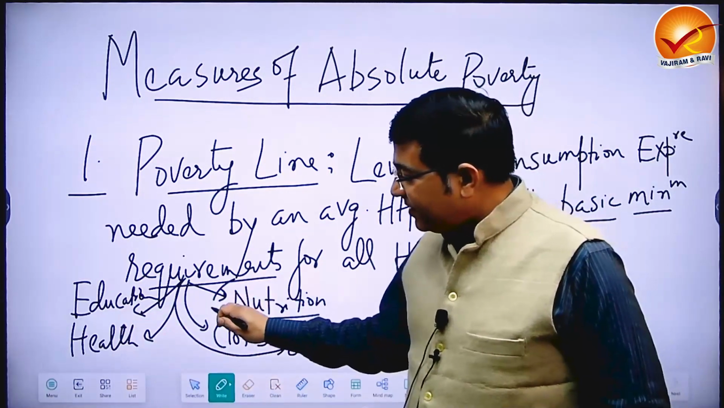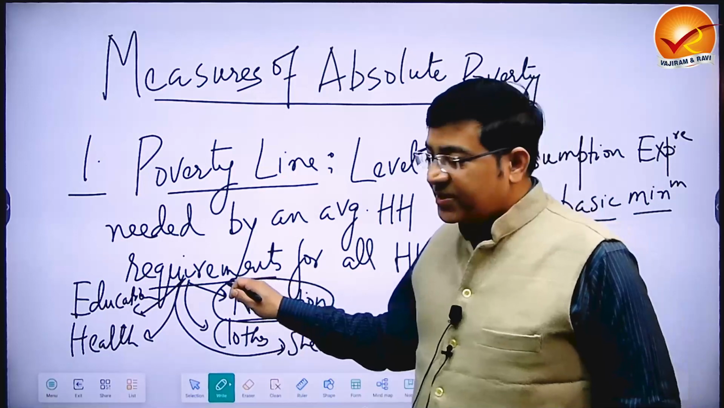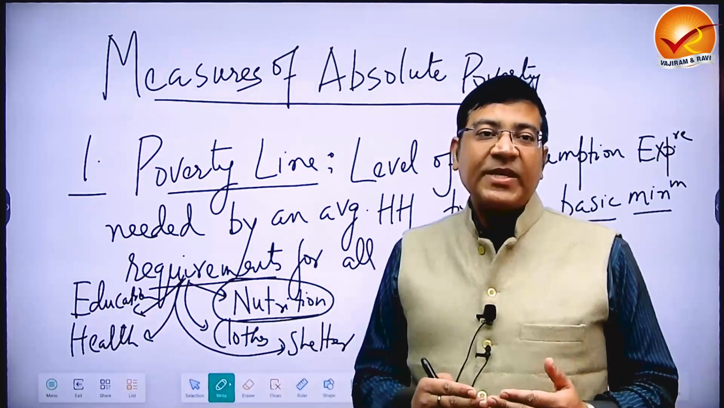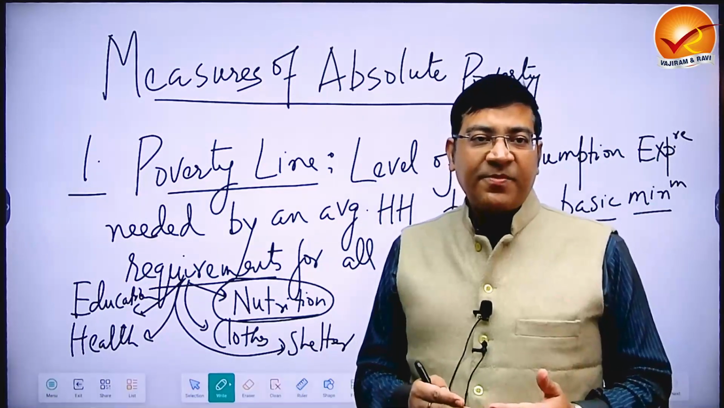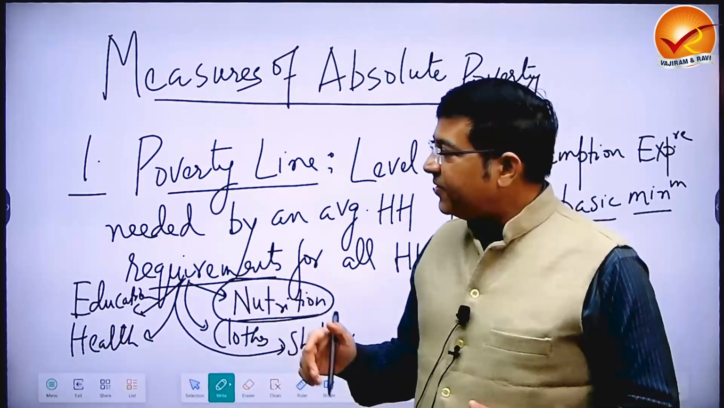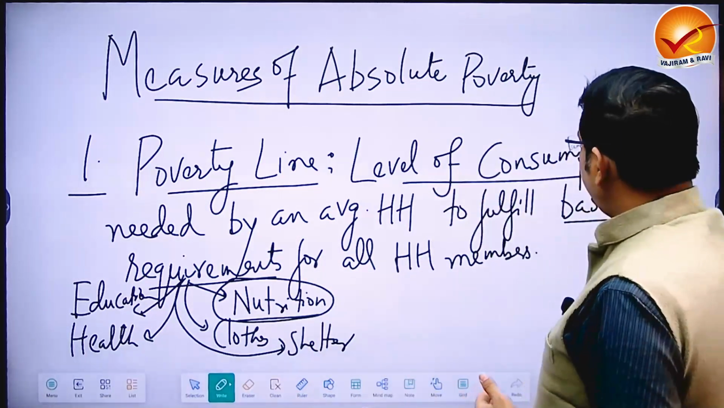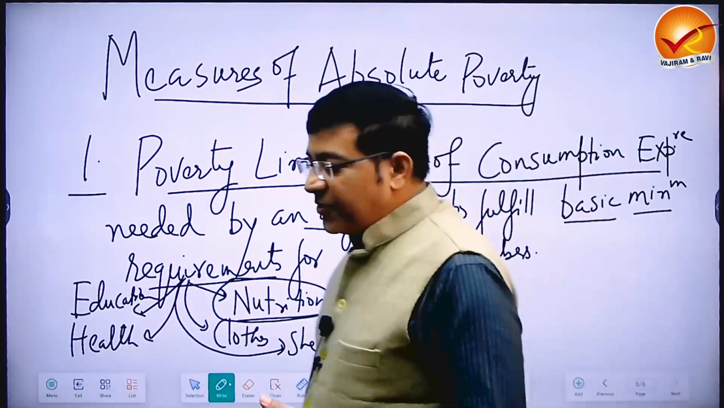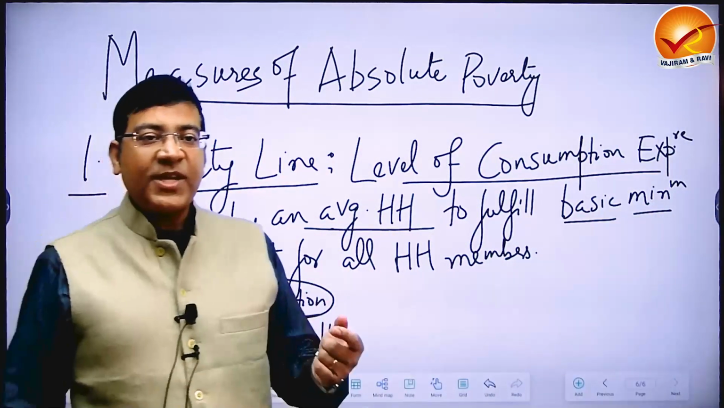Initially, when we discuss the measurement, we'll talk more about nutrition, but gradually I will take you to the wider requirements also in the context of Indian economy primarily. So poverty line definition is clear enough. It is telling that what is the level of consumption expenditure needed by an average household to fulfill all basic requirements. Two more clarifications.